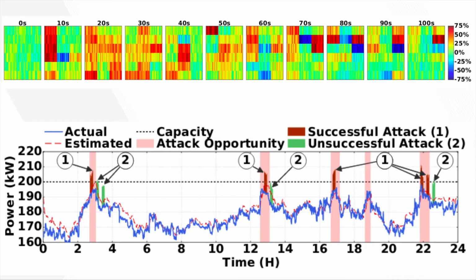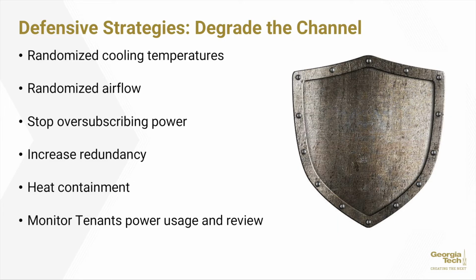And you see it's a little bit better than 50%, our attacks are successful. Now, how do we defend against these attacks? We need to degrade this side channel. And what I mean by degrade is try to reduce the amount of information that you can glean from the thermal side channel.